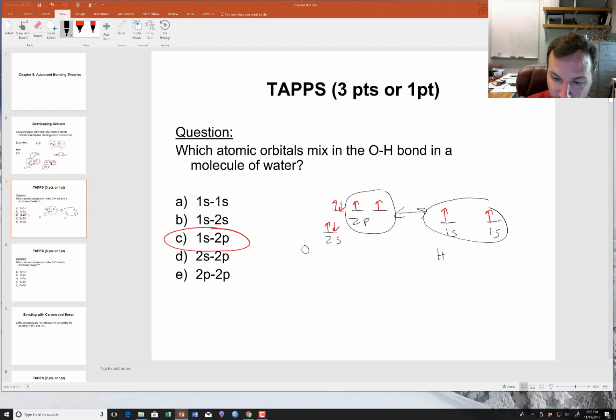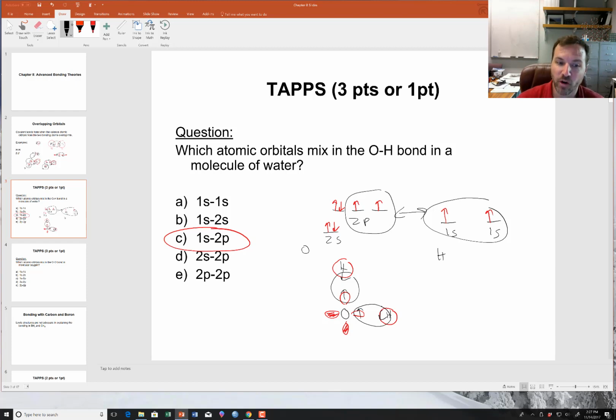So if we kind of draw that, so we have oxygen, and let's draw one of the p orbitals in that direction and another one of the p orbitals in that direction. We put in our unpaired electrons, and then we have hydrogen with its 1s orbitals. And now these are going to be our bonding sites, so the 1s 2p orbital overlap.